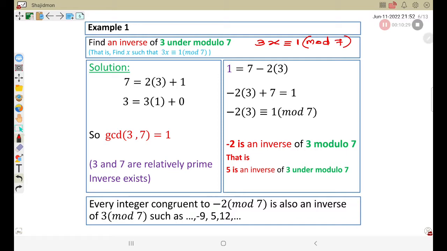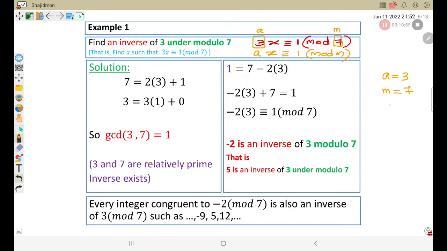So first, as I told you, you can just go through this example. This is the a number, ax congruent to 1 mod m. This is the m number, correct? Because this is the linear congruence form, ax congruent to 1 mod m. Okay, so a number is 3 and m number equal to 7.